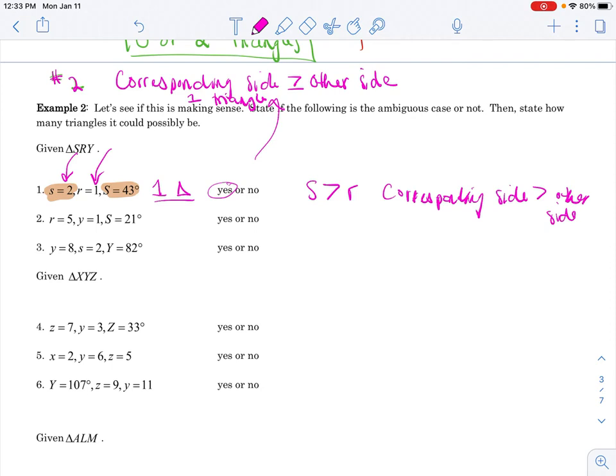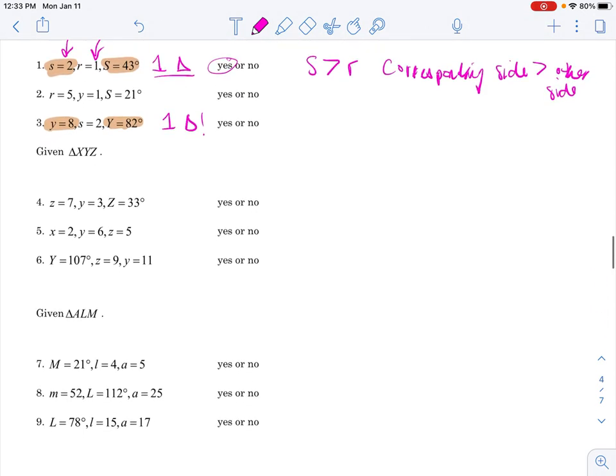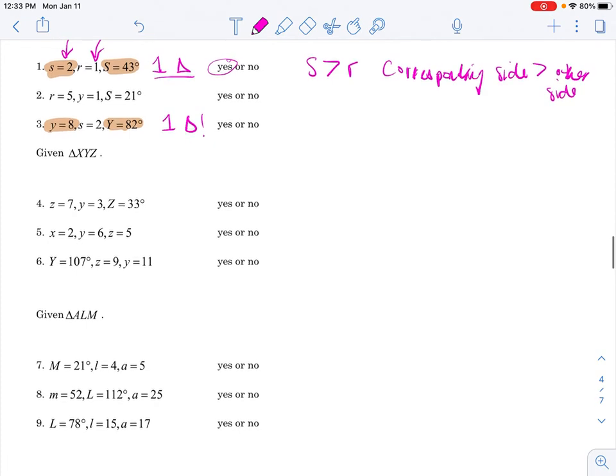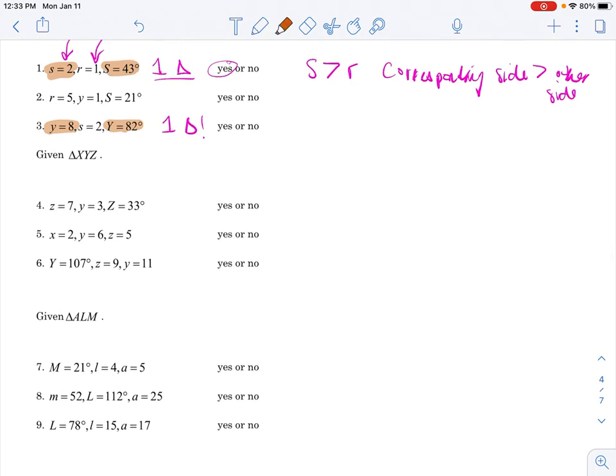All right, so let's go ahead, and my angle's acute, so make sure you check for that. So here, my angle's acute. My corresponding side compared to the other side is bigger, so what do you know? We have one triangle. Let me see if I can find one. It looks like I got a little heavy with them being bigger, so let's just see. Okay, so now let's look here.